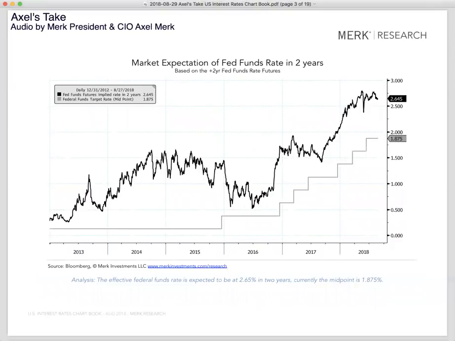And so we look at this from several different points of view. Here we have a chart of the rate hike expectations in 2 years, meaning what the market thinks where rates will be 2 years from now.